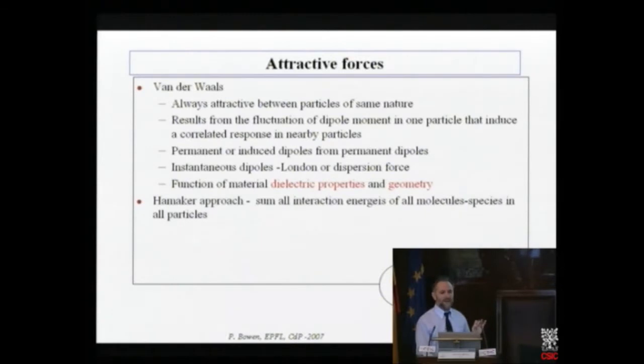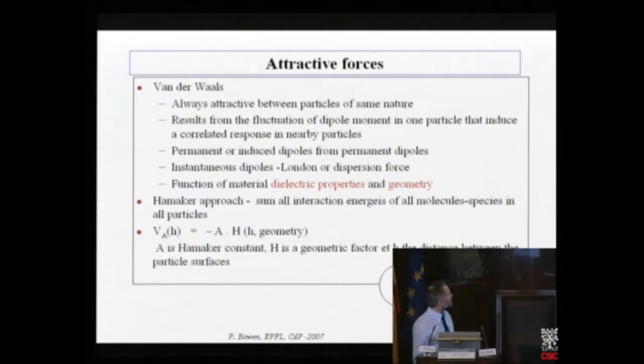Okay? Hamaker took a simple approach at the beginning of the last century. He said, we'll just sum all the interaction energies of all the molecular species in the particles. So a simple summation, which obviously is quite huge. So we end up having an interaction potential which is a function of the Hamaker constant and a geometric factor, where h is the distance between the surfaces of the particles, and the particle geometry.